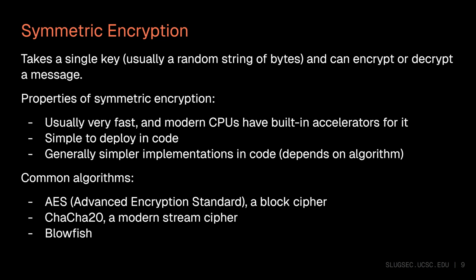Some common algorithms you may have heard of before is AES. This is the standard that pretty much everyone uses for encryption these days. There's also ChaCha20, which is another alternative that is also very secure and very fast, sometimes even faster than AES. Blowfish is an older encryption algorithm that was used a long time ago. It's still used today, though, in some cases. But AES and ChaCha20 are pretty much the standard ones today.